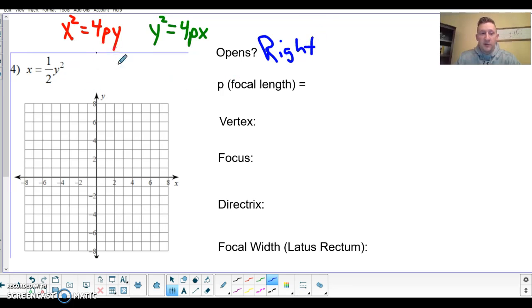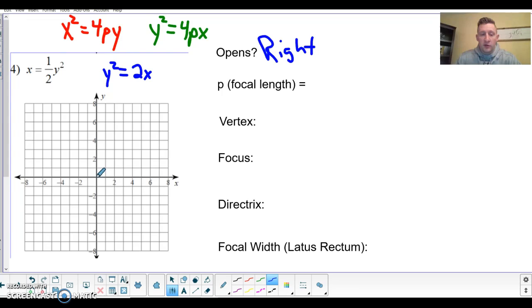Now, the next thing I'm going to do is put this in standard form and get the square by itself on one side. So if I want y squared by itself, I would have to divide by 1/2. Well, it's easier to multiply by the reciprocal, which is 2. So if I multiply both sides by 2, y squared is going to equal 2x. So y squared, right or left, positive, definitely right.